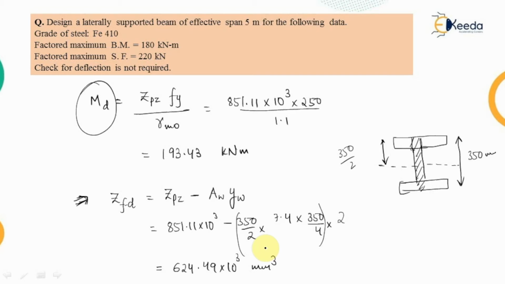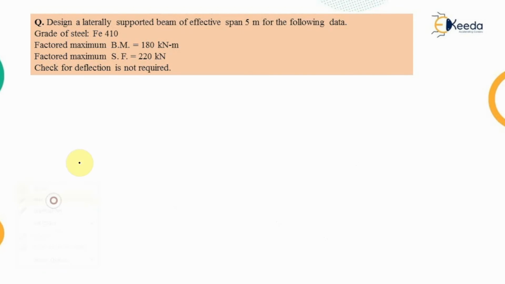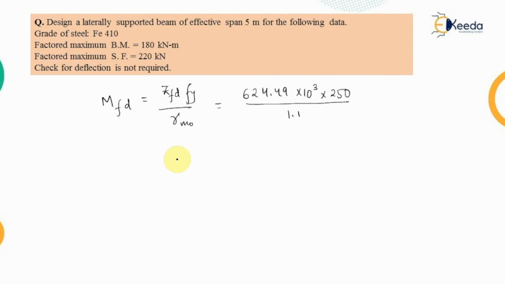Now corresponding to this value, we will be obtaining the MFD value, that is the design moment capacity. So the design moment capacity corresponding to this section modulus will be given by MFD, which will be now ZFD into Fy divided by gamma m naught value. Now this ZFD value is 624.49 into 10 raised to the power 3 into Fy is 250 divided by 1.1. So from here, the MFD value that we are getting is 141.93 kilonewton meter. Now this is the actual value which is coming for the section.